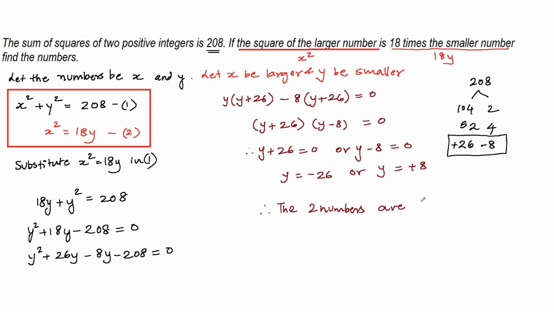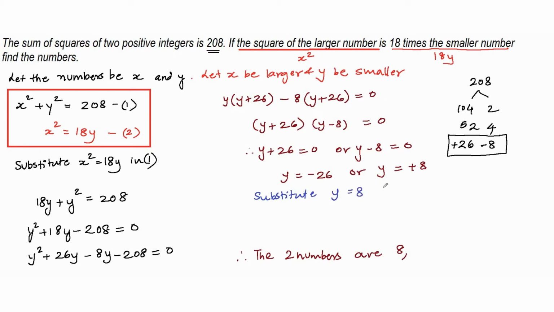one is 8, right? And now we need to find the other. So to find the other, let us substitute y as 8 in either of the two equations. I will substitute it in the second one. So let us first find the value of x. So let us pull this down. Substitute y as 8 in the second equation.